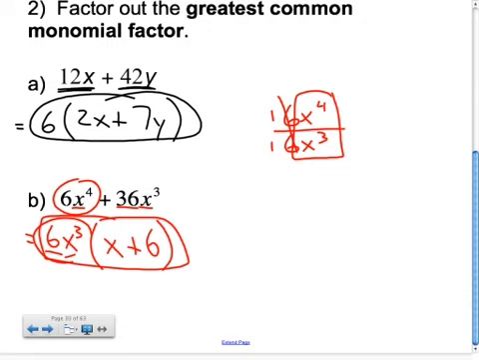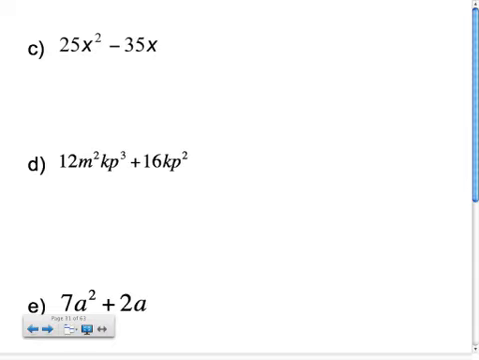This idea of factoring out the greatest common factor is going to take probably a little bit of time for you to really get a gauge on, and really to feel comfortable with. So no worries if you're feeling a little bit overwhelmed right now.